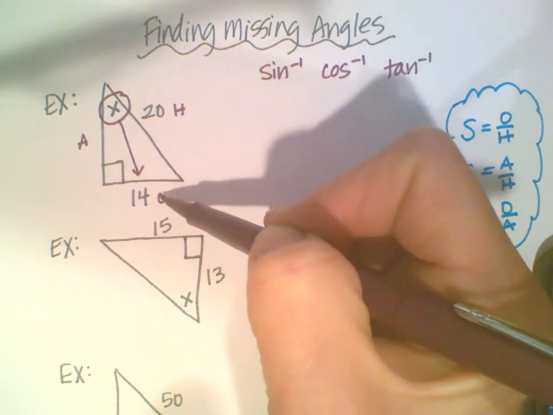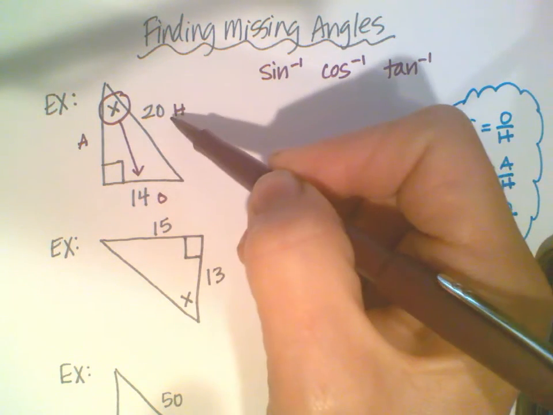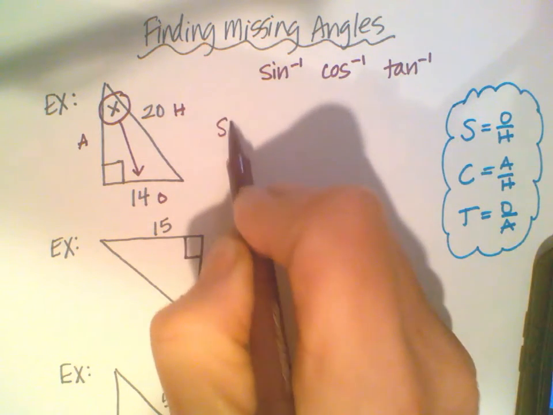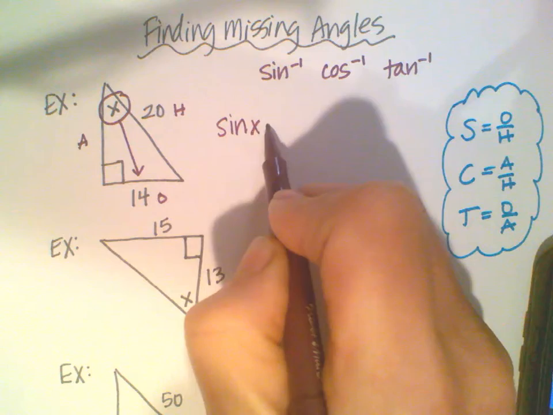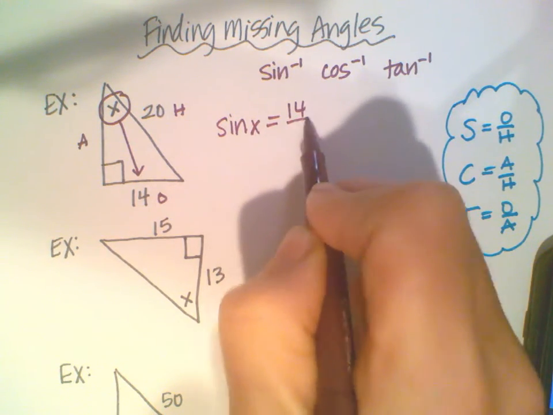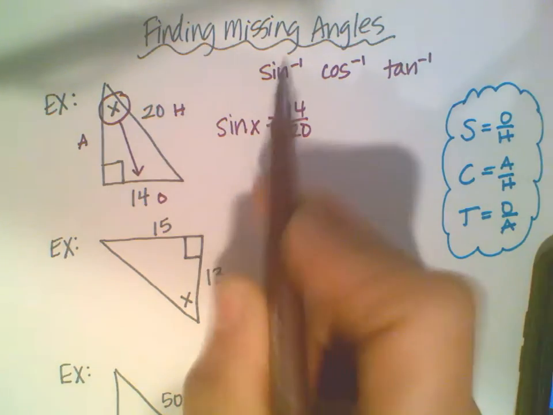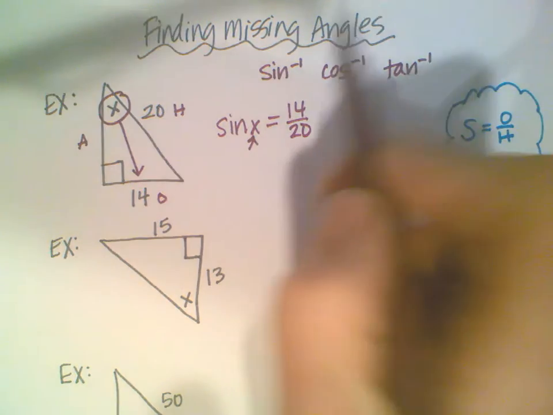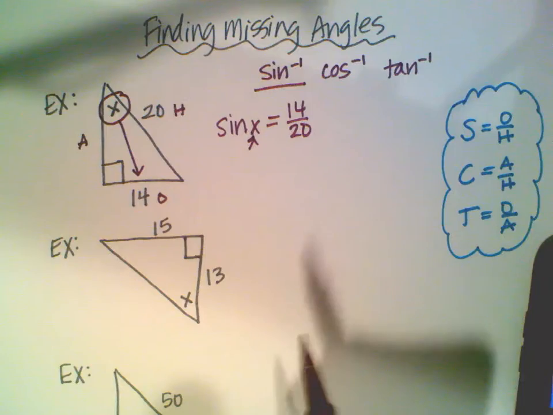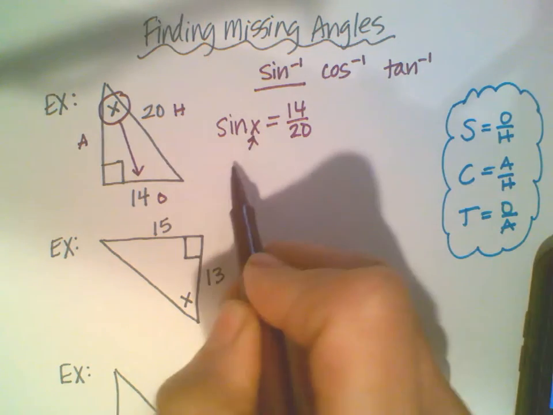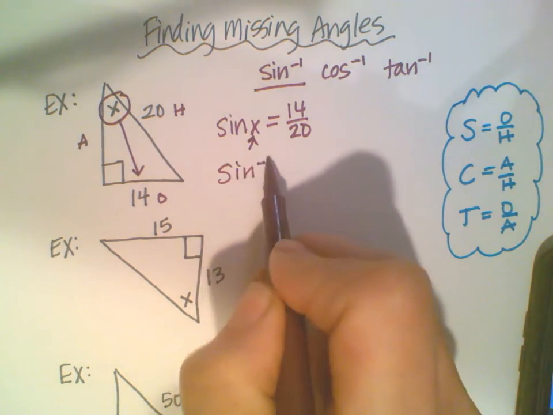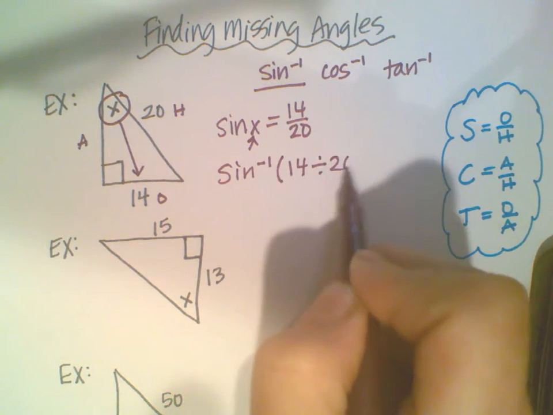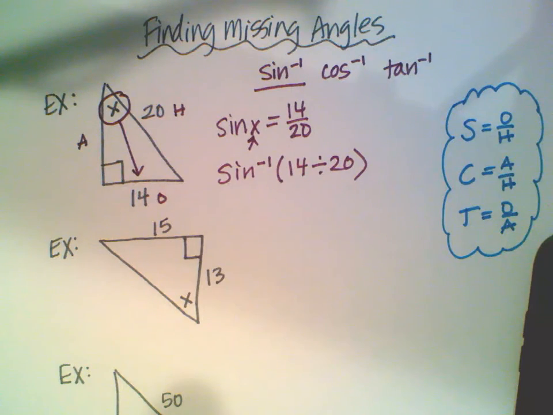So in this case, I have labeled the opposite and the hypotenuse, which means I'm thinking sine. So what I write is the sine of x is equal to the opposite over the hypotenuse. Now, I'm trying to get x. That's what I'm trying to find. And so that's where my sine inverse comes into play. And so here's how I plug it in my calculator. I do the sine inverse of 14 divided by 20. And so I'll pull out my calculator.